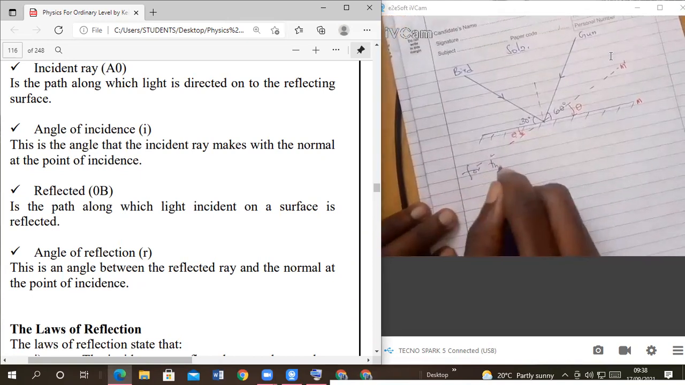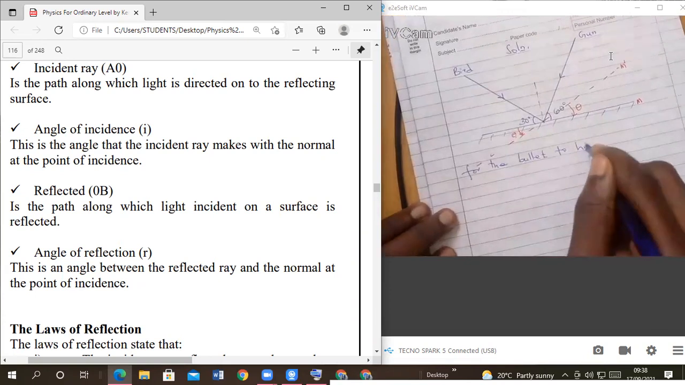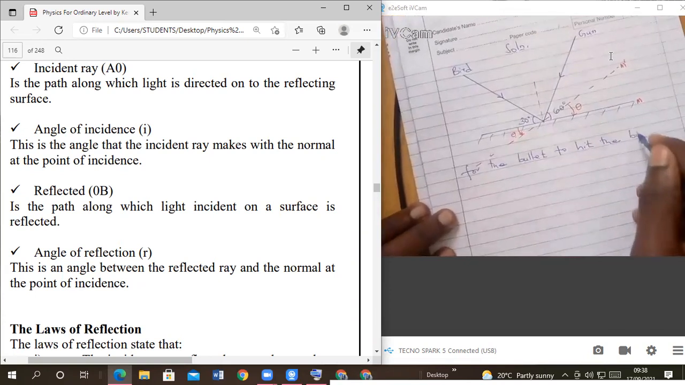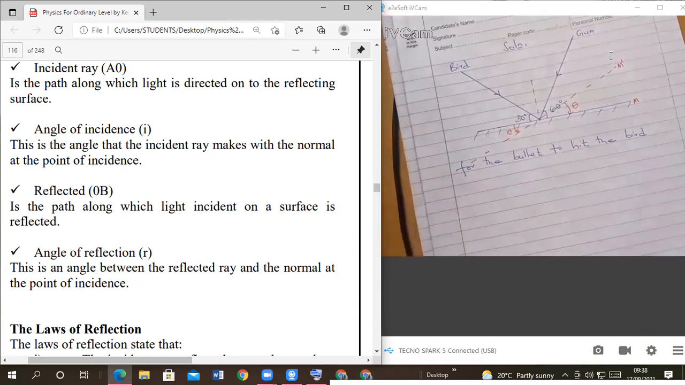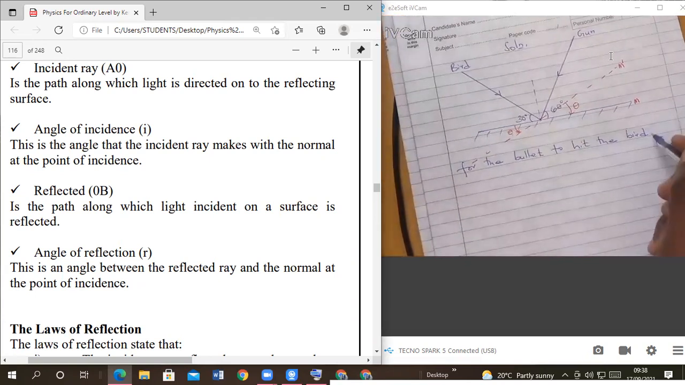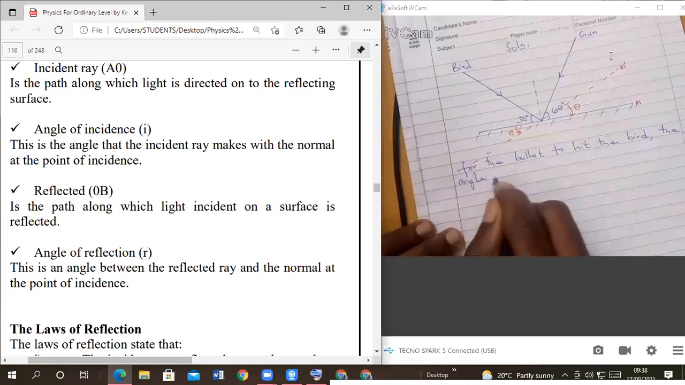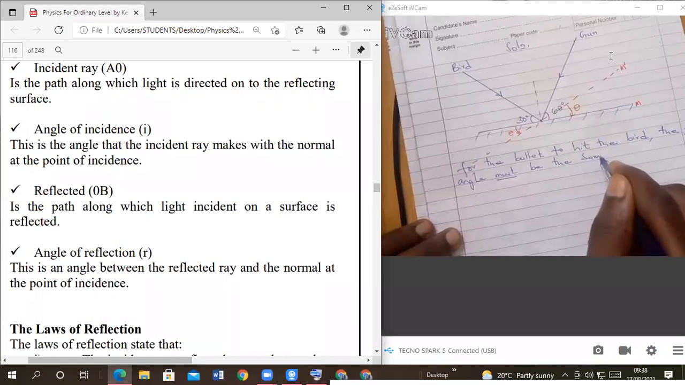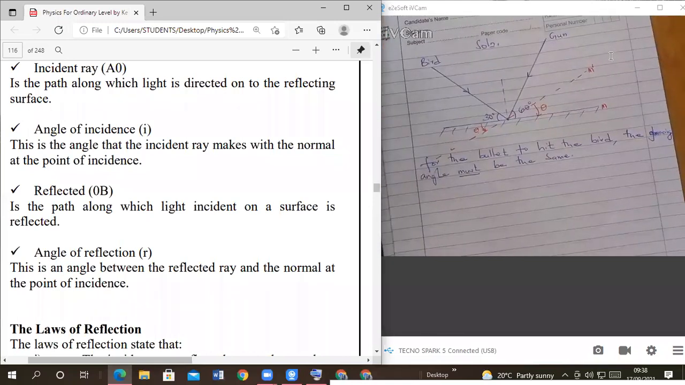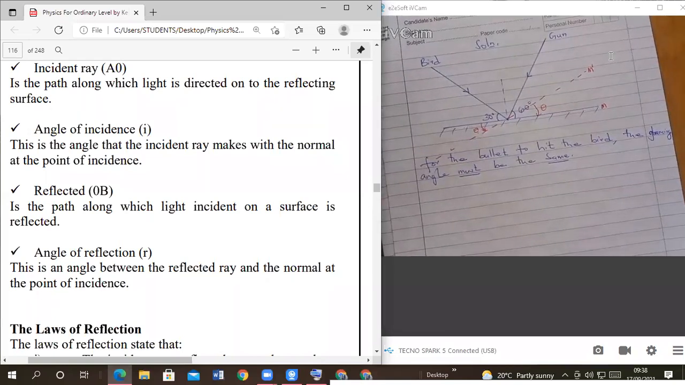So now we said, for the bullet to hit the bird, the glancing angle must be the same.